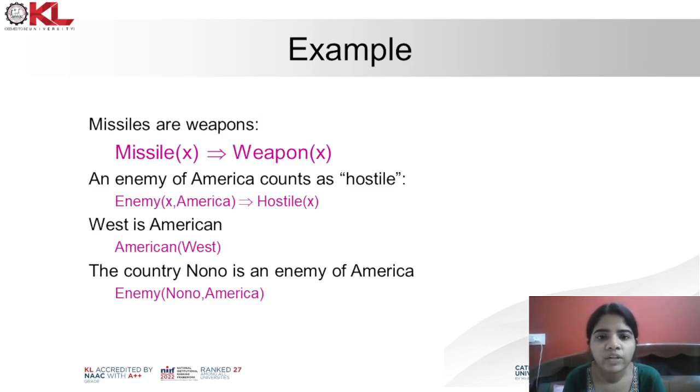An enemy of an American counts as hostile. So Enemy(X, America): an enemy of an American is considered hostile. West is an American and the country NATO is an enemy of America. So basically this country NATO is an enemy of America, where an American called Colonel West sells the missiles to NATO. So basically Colonel West will become a criminal here.